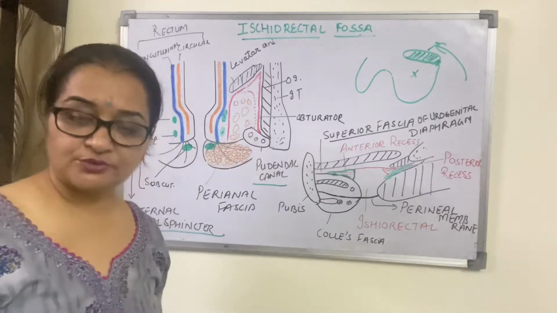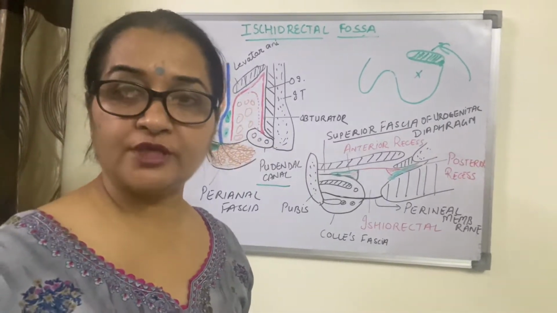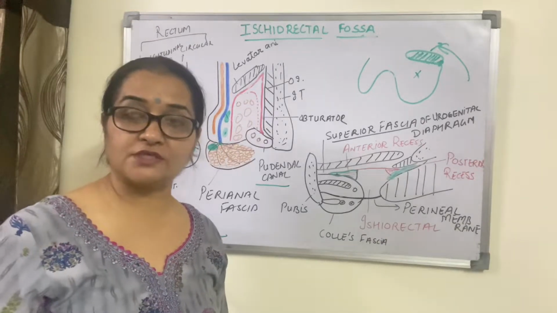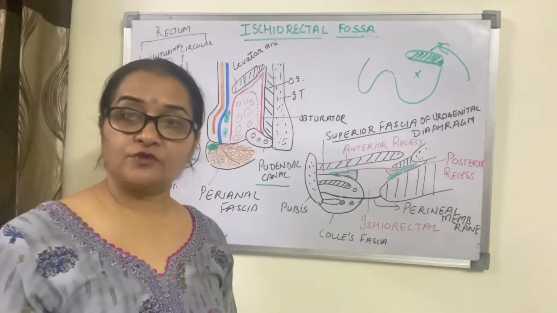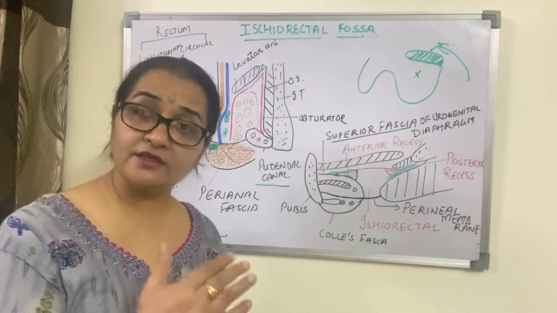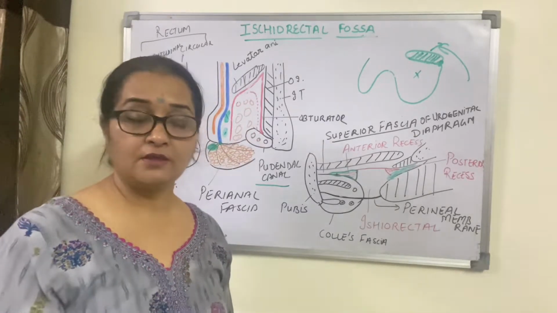Good morning students. Today we are going to discuss the ischiorectal fossa or ischioanal fossa. So why do we call it the ischioanal fossa? Because this is a space which is lining on either side of the anal canal.